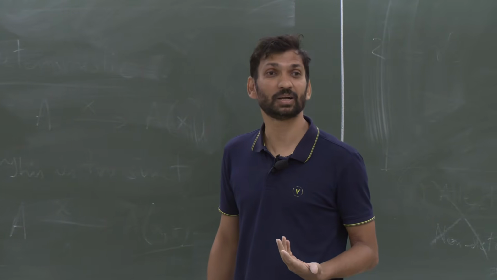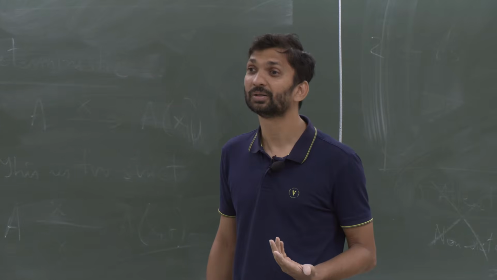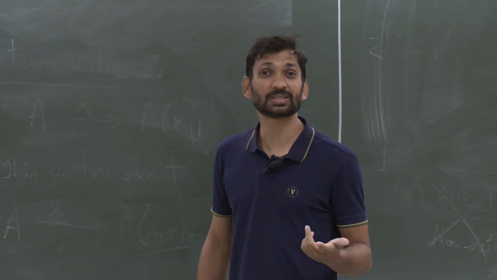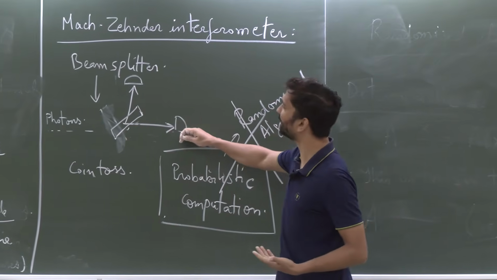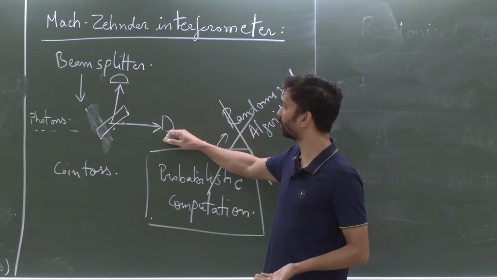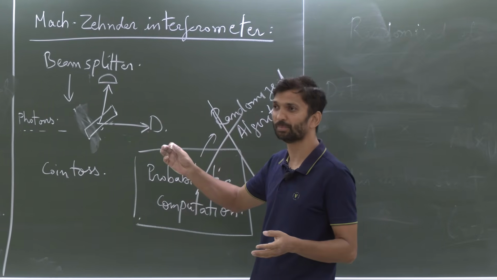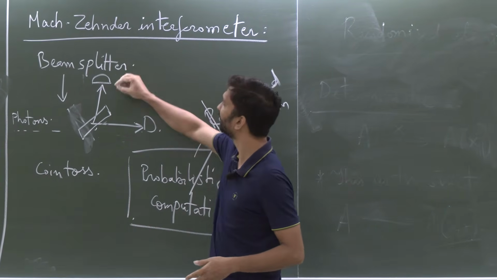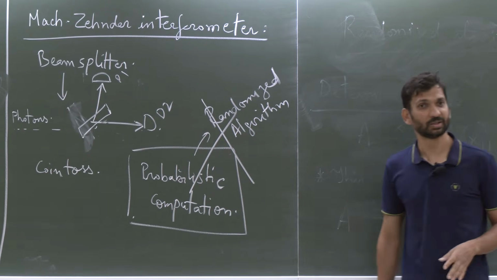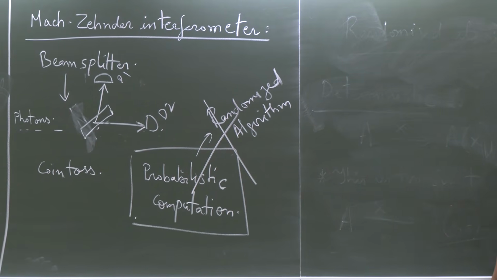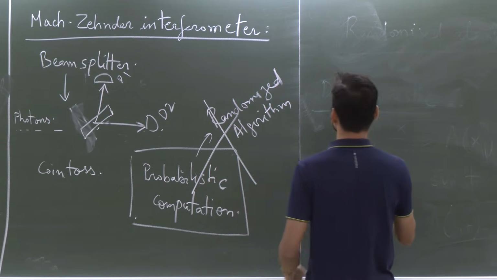Why are we reading Mach-Zehnder interferometer? Quantum mechanics is weird. Yes, good. So it is not weird up till now, right? Because this I can explain by probabilistic computation. I will just toss a coin, head, I see it on detector 1, tail, I see it on detector 2. Very, very simple explanation. Now, let's have slightly more fun.